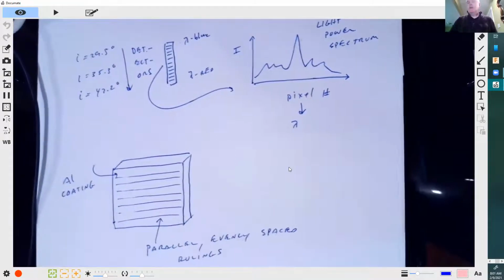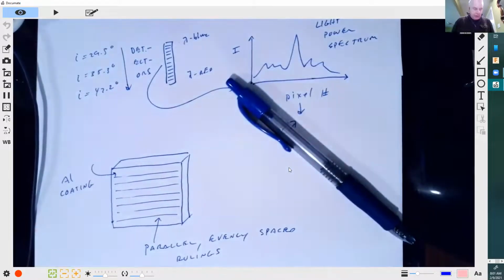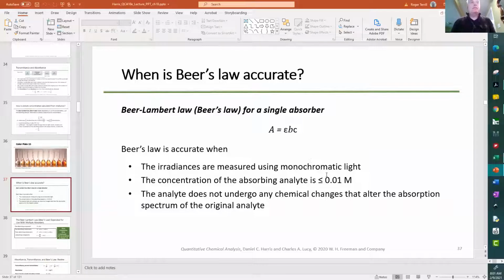So okay, I've probably exhausted my ability to say anything meaningful here. So let's go back to the text and maybe we can get on with things.